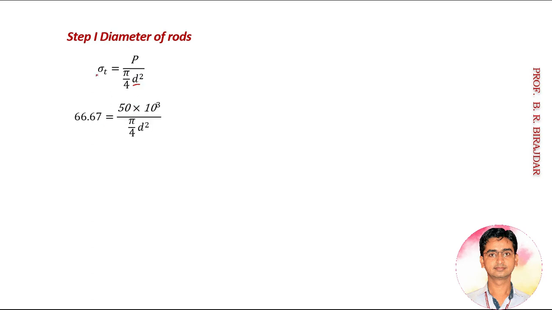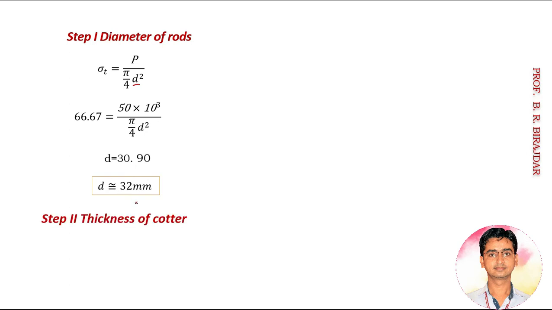So allowable stress tensile, that is 66.67, and the load it is 15 into 10 raised to 3 Newton, and the unknown is d. We will get diameter 30.90 mm, and we will round it off, and nearly about 32 mm we will take.